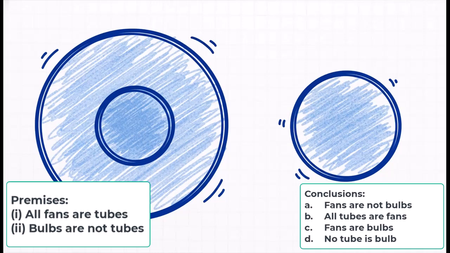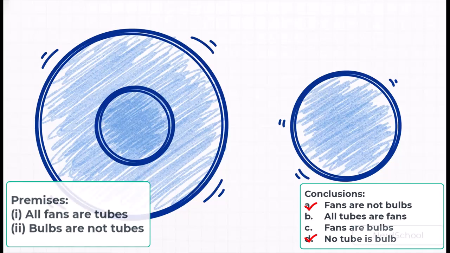Then the problem says bulbs are not tubes. So we draw the bulb circle way over here, totally separate from the tube circle. Now just look at it. Since fans are inside tubes and tubes can't touch bulbs, it's impossible for fans to be bulbs. So fans are not bulbs is valid. And no tube is a bulb is pretty much what the premise already told us. So both are valid. See how easy that was?